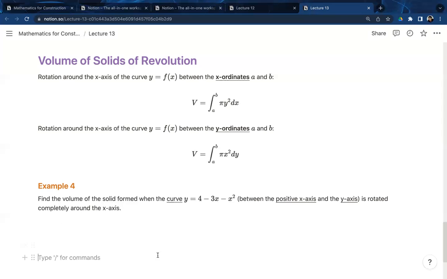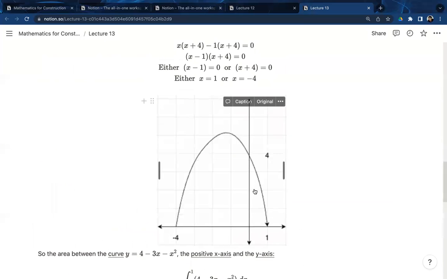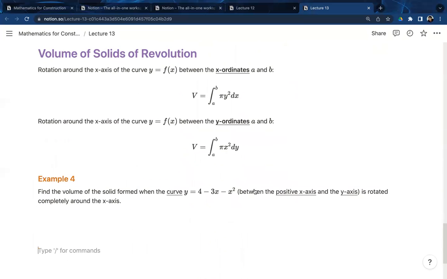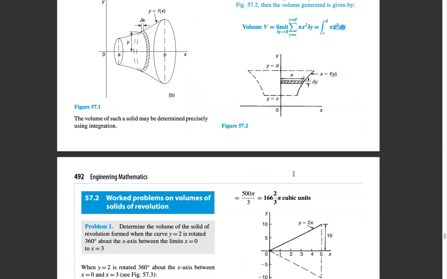So if you rotate this, the same question we had before, you rotate the positive area 360 degrees around the x-axis, find that volume. Okay, that's the volume we want you to find, which is this shaded area here, rotated around the x-axis. So, I mean, you could just plug it into the formula and find the integral. Okay, that's really what they're doing here.